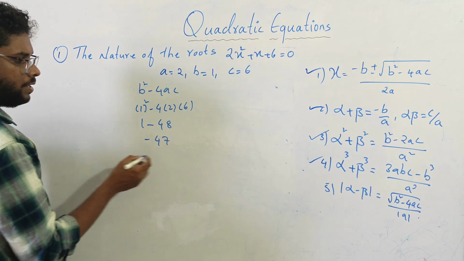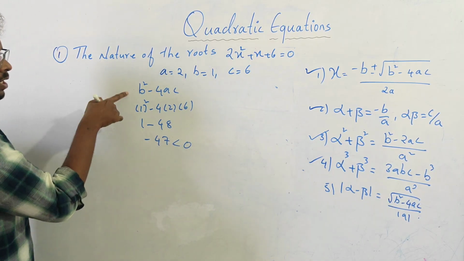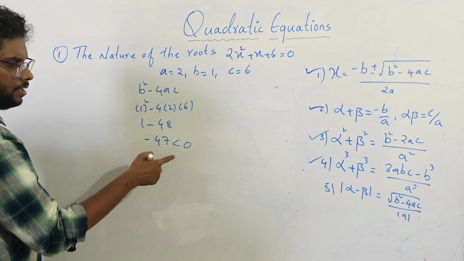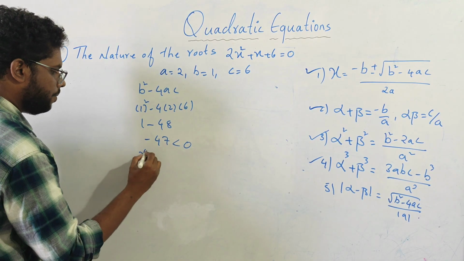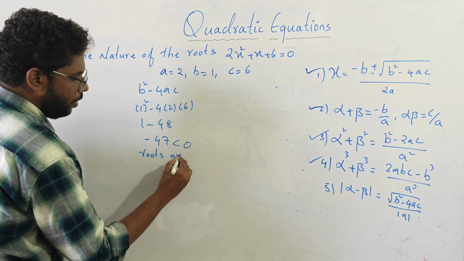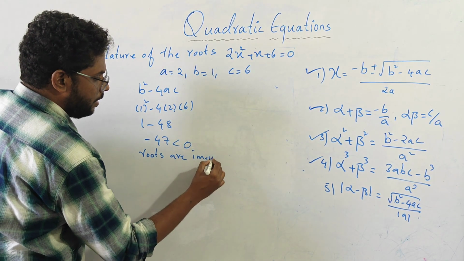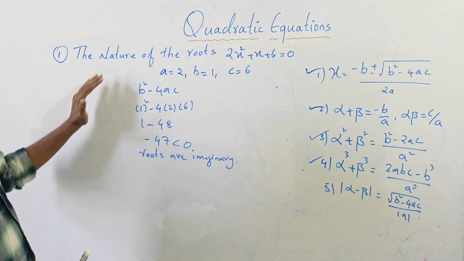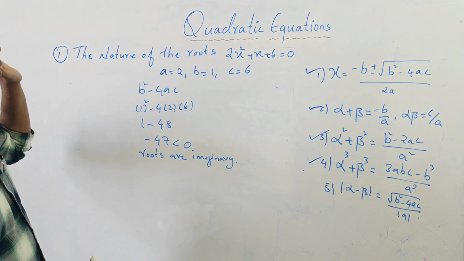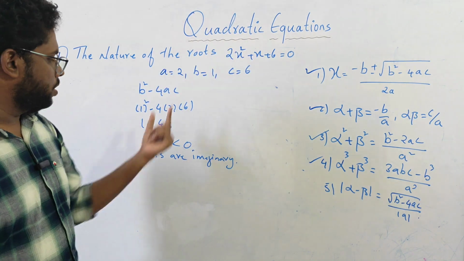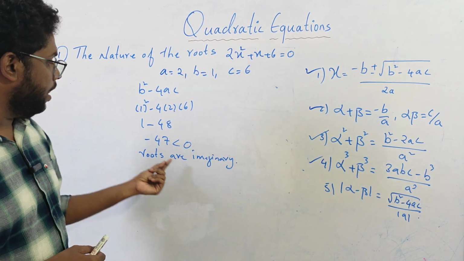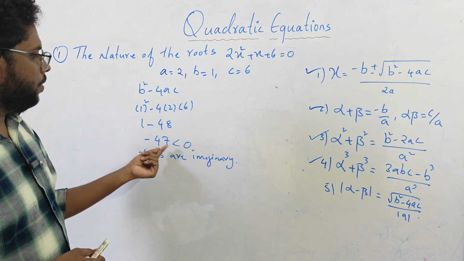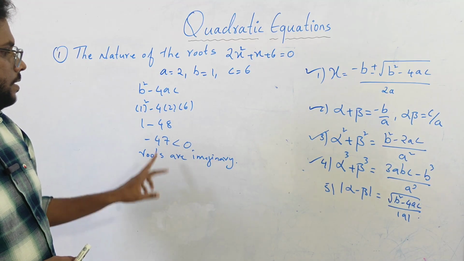I am getting a negative value, which is less than 0. If the discriminant value is less than 0, then how are the roots? Roots are imaginary. They have not asked us to find the roots, they have asked us just the nature of the roots. What is the nature of these roots? Roots are imaginary. How can I say it is imaginary? Because we got the discriminant value as less than 0. In that case, we can say roots are imaginary.